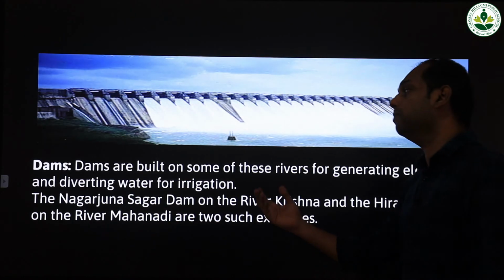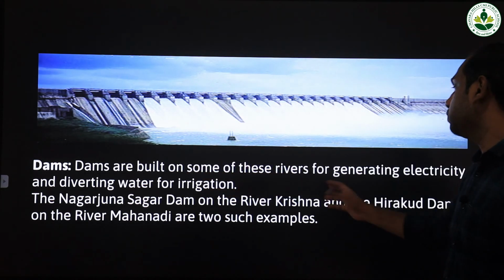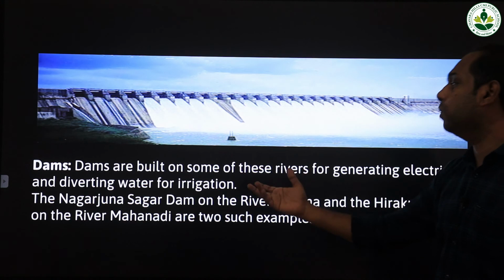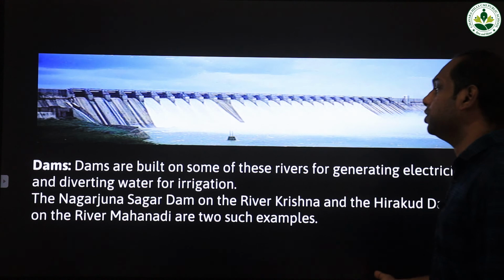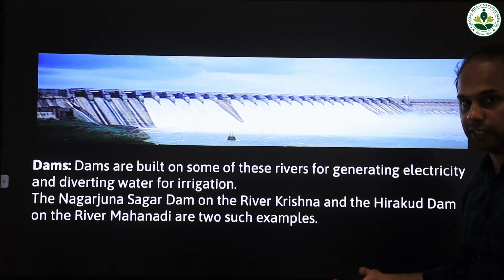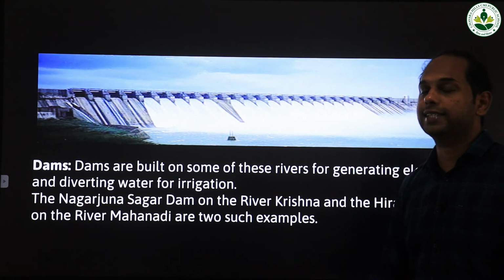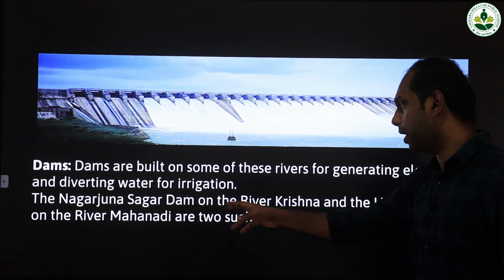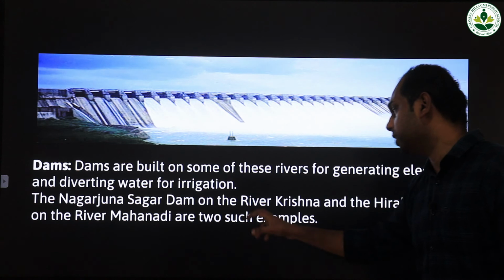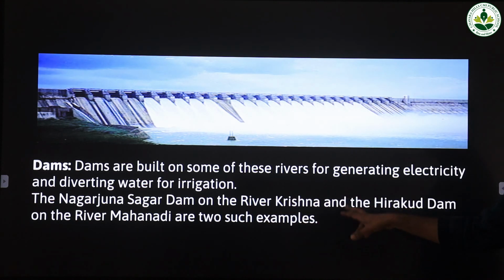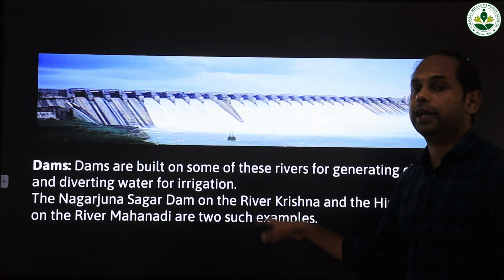Now we'll be studying about the dams in the Deccan Plateau. Dams are built on some of these rivers for generating electricity and diverting water for irrigation. There are many dams in the Southern Plateau and in the Deccan Plateau. With the help of these dams, what are we doing? We are producing electricity. The Nagarjuna Sagar Dam on the river Krishna and the Hirakud Dam on the river Mahanadi are two such examples. These are the two major dams built on rivers which flow through the Deccan Plateau.